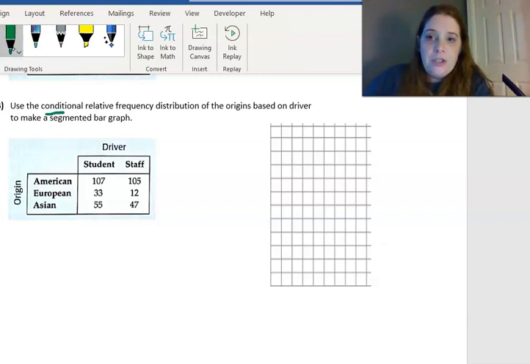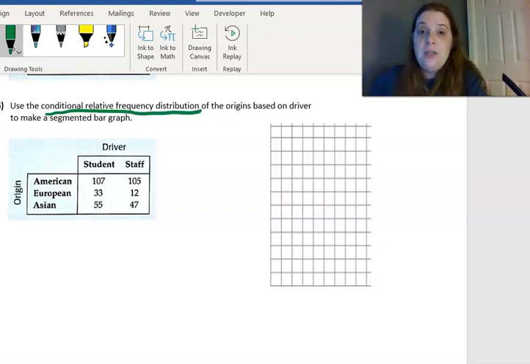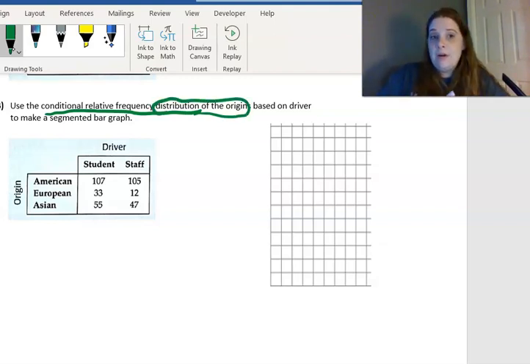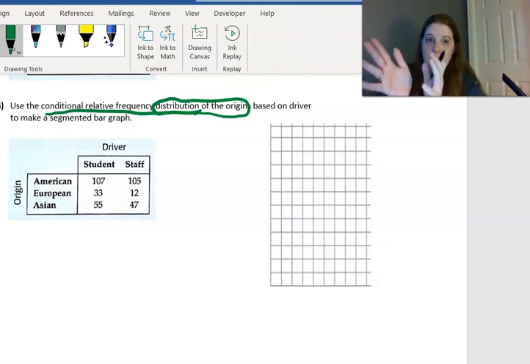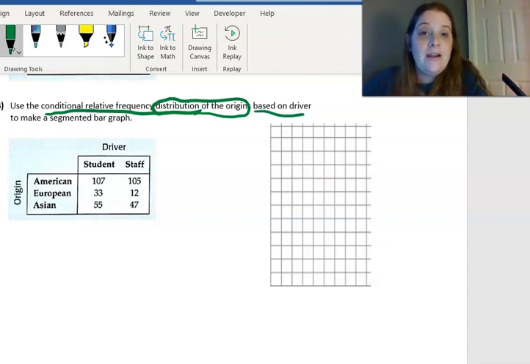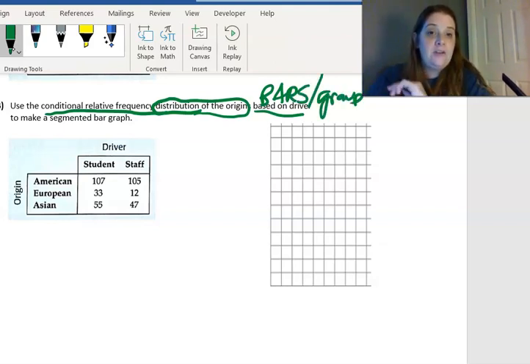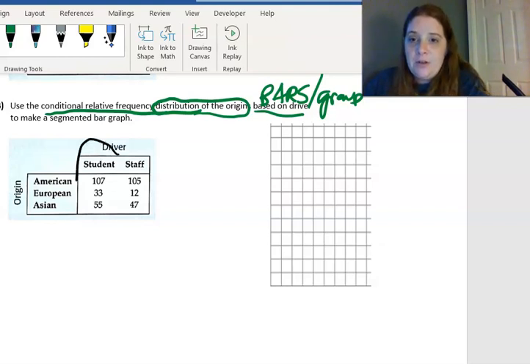Use the conditional relative frequency distribution. So we want to know the distribution of the origins. How are American, European, and Asian manufactured vehicles split up? How is 100%, this percent American, this percent European, this percent Asian, split up based on driver? That means we're going to make the bars, or our subgroups in our segmented bar chart, the driver, and we're going to have the percentages inside those categories be the origin. So I'm going to start off here and look at students.